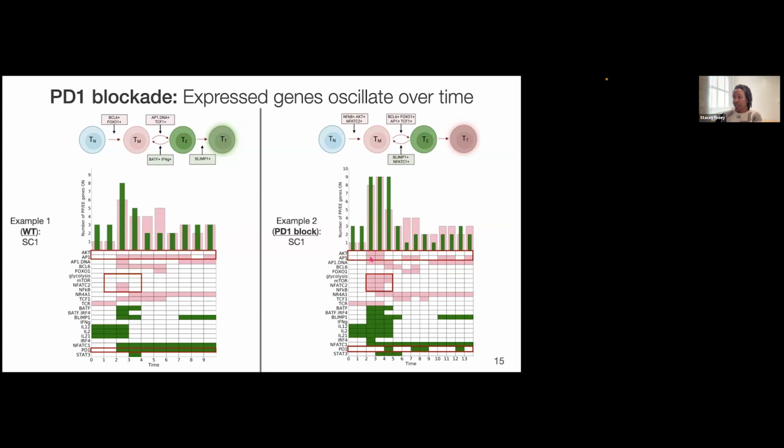And we see some other differences. For example, AP1, which is a pro-memory gene, is oscillating on and off. Again, just seeing differences from left to right when we implement this PD-1 blockade. So one of the main takeaways here is that by altering the gene regulatory network to inhibit PD-1 activation, we can shift the cells, a great majority of the cells, into a proliferative terminal state rather than the terminally exhausted state. So maybe just summarizing this first part of the talk.